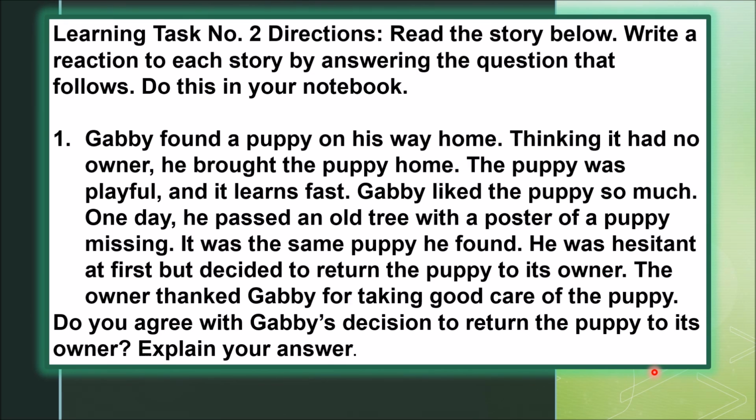Gabby should practice the value of honesty. And that's why I agree with Gabby's decision to return the puppy for honesty's sake. Okay? Next question.